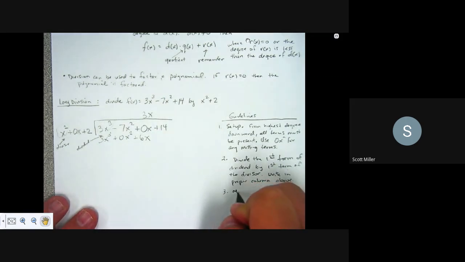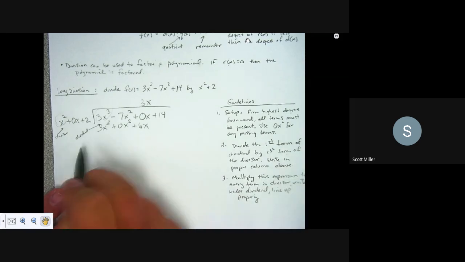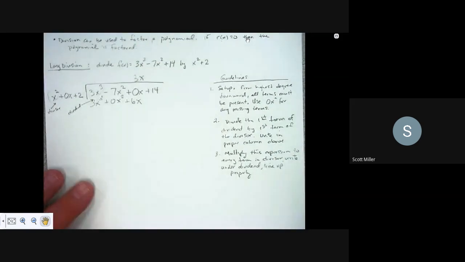So we're going to multiply this expression to every term in the divisor. Be sure to write under the dividend and line it up properly, like I just did. So what's next?